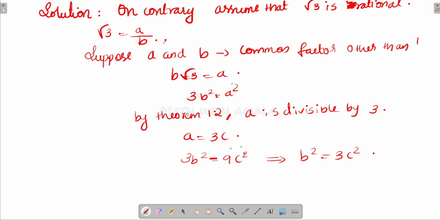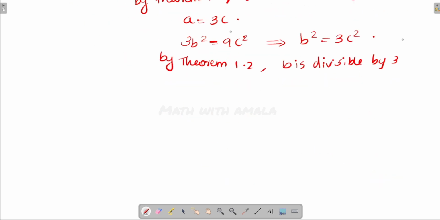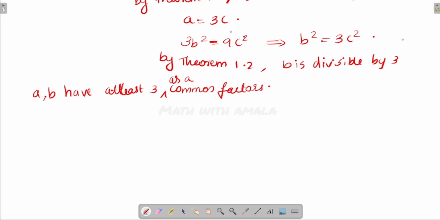Now put this a in the previous equation. You will get 3b square equals 9c square, which implies b square is equal to 3c square. Now by theorem 1.2, again we can apply that theorem for b. You will get b is divisible by 3. So b is divisible by 3 means a and b have at least 3 as a common factor other than 1.